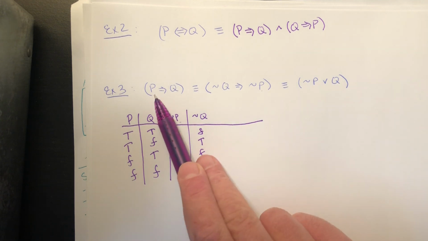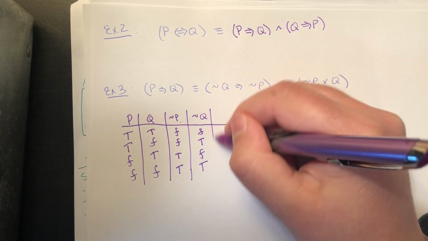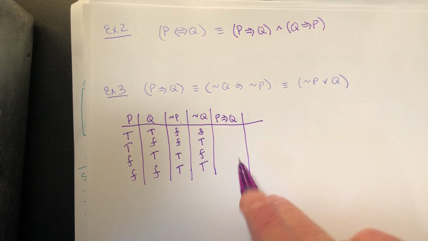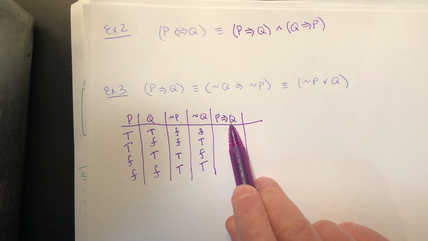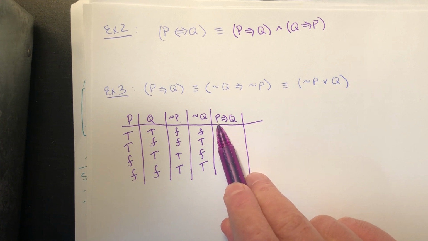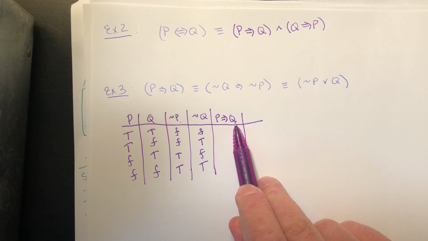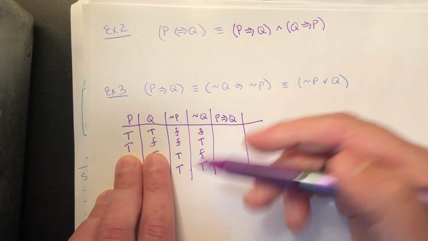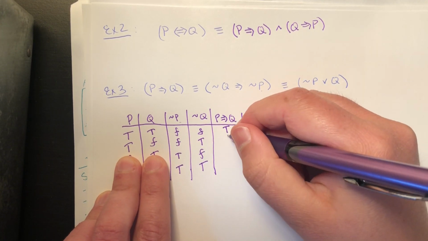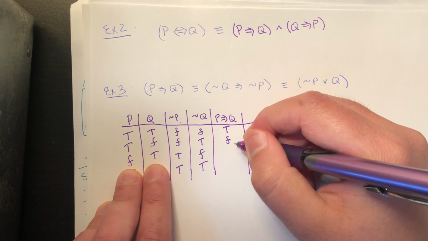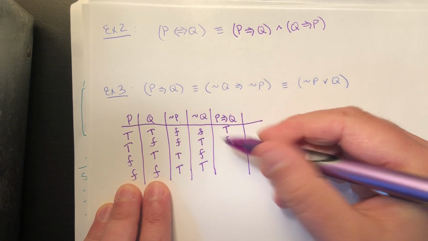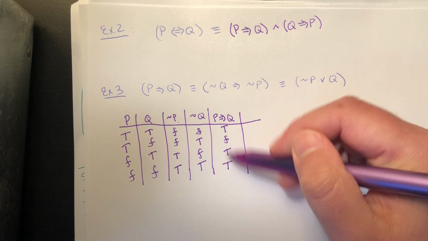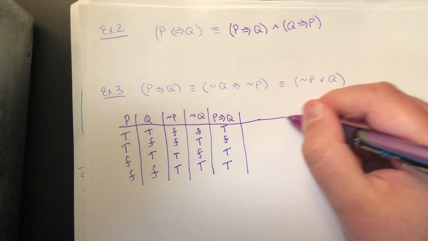Okay, now I want a column for P implies Q. Let's do that first. Remember, P implies Q, this implication is only false if the hypothesis is true, but the conclusion is false. All right, and that happens in the second row. Hypothesis is true, conclusion is false. So it's true in the first row, then it's false, and whenever the hypothesis is false, the entire implication is vacuously true. So my column for P implies Q looks like this.